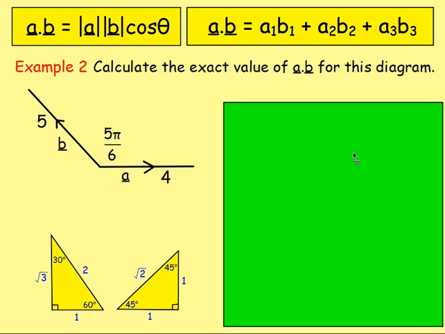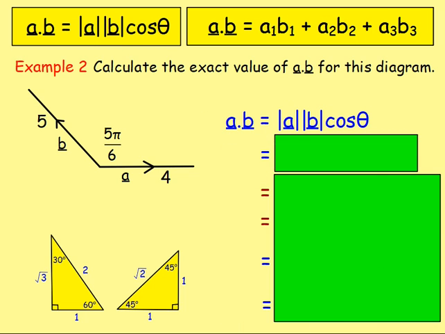Example 2. Calculate the exact value for a dot b for this diagram. So again, you have two vectors. We have a and we have b. They are tail to tail, just like that. And you know the length of a is 4 and the length of b is 5. The angle between them is 5 pi over 6. So going straight into this then, working out a dot b, well, we know the size of the angle, so we can use the magnitude of a times the magnitude of b times cos theta.